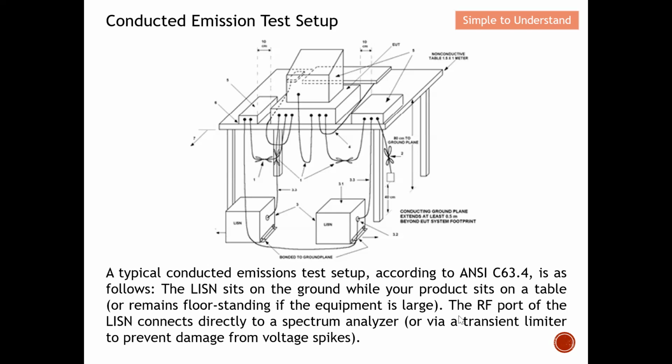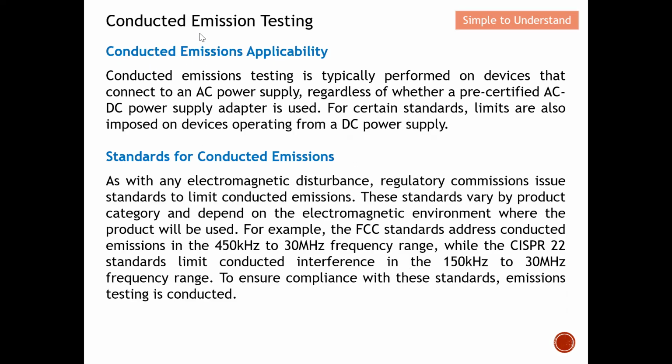So let's quickly understand conductor emission applicability. Conductor emission testing is typically performed on devices that connect to an AC power supply, regardless of whether a pre-certified AC/DC power supply adapter is used. So in short, if your device requires an AC source, then you need to do this conductor emission test. If, for example, your device is all battery powered, then you may not need to do any conductor emission. So in short, if you have any product that requires an AC power supply, it's a must to do conductor emission.